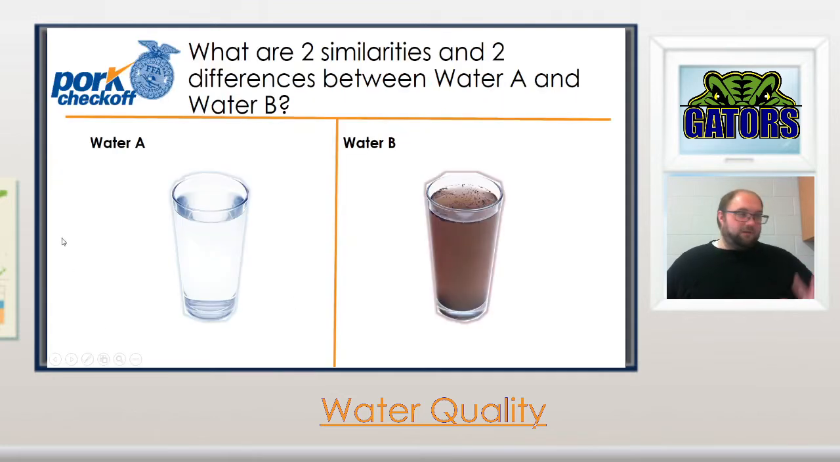Now, all right, what I want us to think about is that we've got two glasses of water. In front of the class, you'll see two glasses of water, water A and water B. And when you hear go, I want you to take 30 seconds and write down two similarities and two differences between the glasses of water. So you need two similarities and two differences.